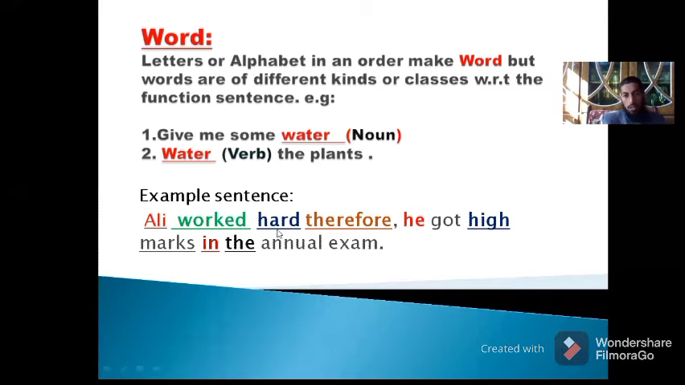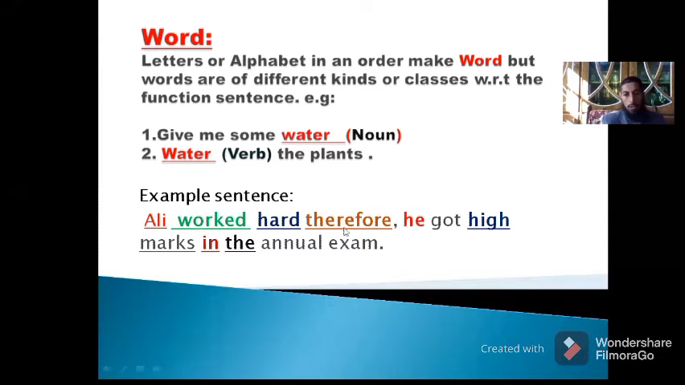Just one example is in front of you. Ali worked hard, therefore he got high marks in the annual exam. Here you can see Ali is a word, and Ali is a noun. Its class is noun. Worked is also a word, but its class is different. It is a verb. Hard is an adjective, but here hard is an adverb. It is modifying work. How did Ali work? Ali worked hard. Ali ने काम कैसे किया? So a word which adds something to the meaning of a verb is called an adverb.